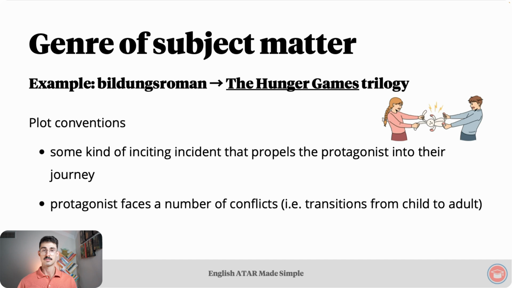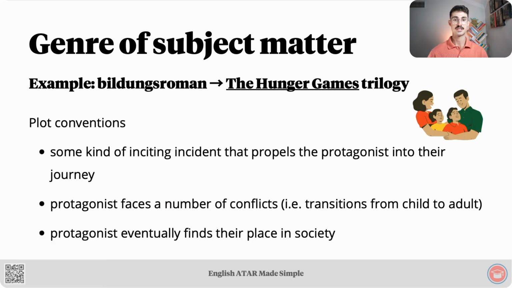What a classic moment. I remember I was in year 9 when I saw this in the cinema, and it hit me hard. Another convention, the protagonist faces a number of conflicts, i.e. the transition from childhood to adulthood. In the Hunger Games, these conflicts represent the entire trilogy, as Katniss goes from one Hunger Games to the next, and finally leads an uprising against the Capitol. The protagonist eventually finds their place in society. In the Hunger Games, Katniss ultimately settles down with Peeta in their hometown, District 12, after bringing down the Capitol.